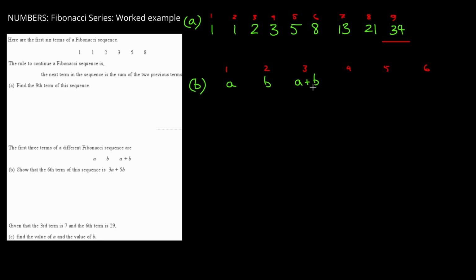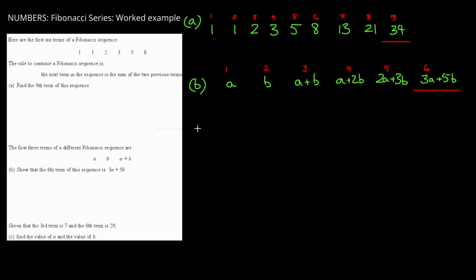Term 4 will be A plus 2B. And this will be 2A plus 3B. And this will be 3A plus 5B. And happily, that matches what the question suggests. And we've shown that the sixth term is 3A plus 5B.